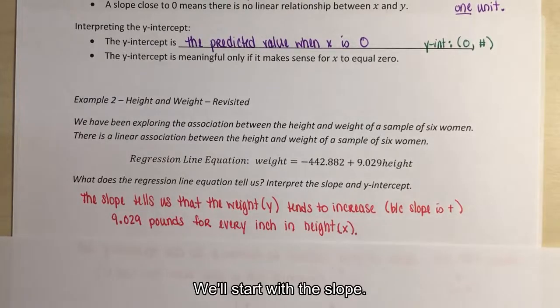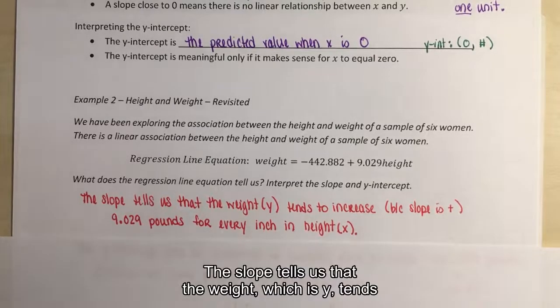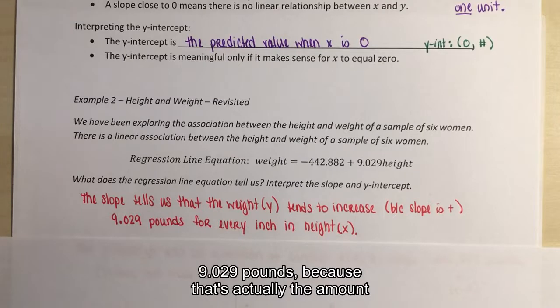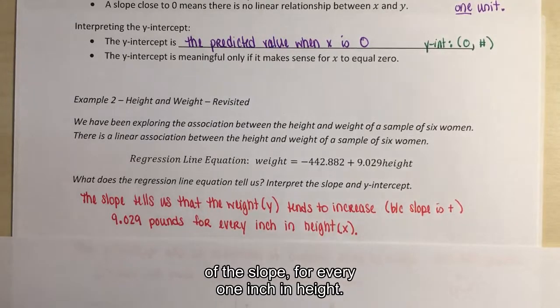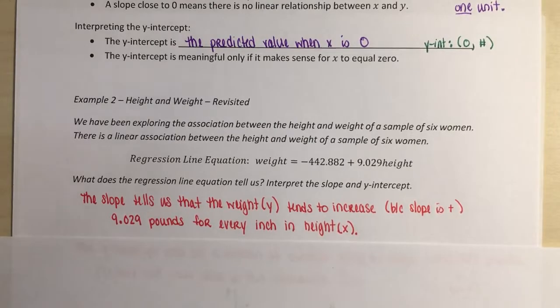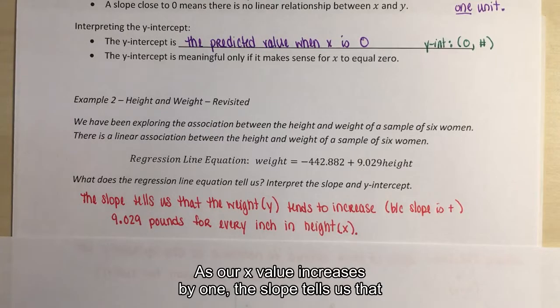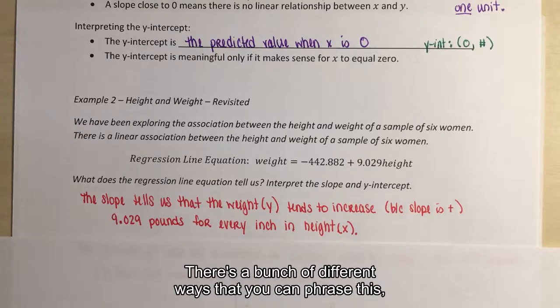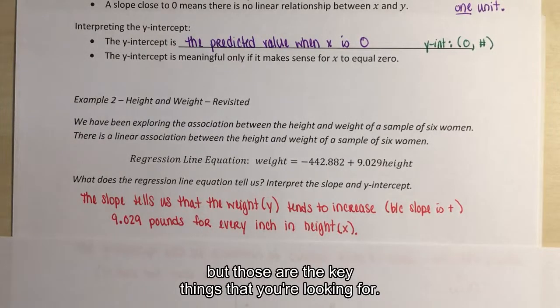So we'll start with the slope. The slope tells us that the weight, which is y, tends to increase because the slope is positive, 9.029 pounds, because that's the amount of the slope, for every 1 inch in height. So height is our x value. As our x value increases by 1, the slope tells us that our y value, our weight, increases by 9.029 pounds. And there's a bunch of different ways that you can phrase this, but those are the key things that you're looking for.